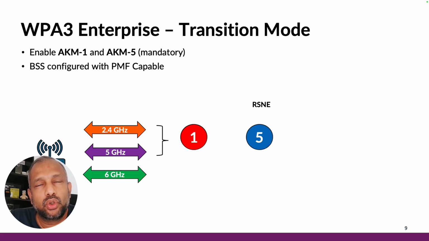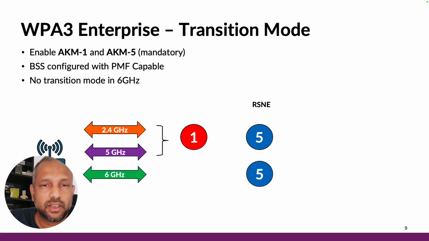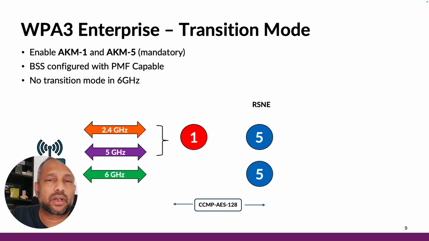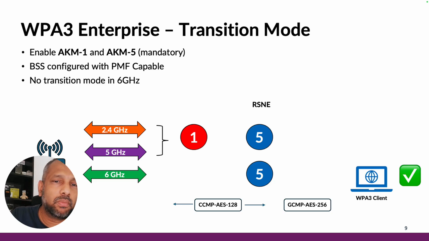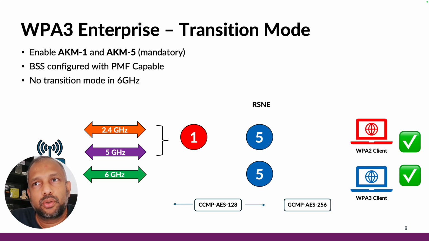So now your SSID needs to be configured with PMF capable. You cannot mandate it. Your legacy client will connect without PMF. Your WPA3 client will connect with PMF. So there is no transition mode in 6 GHz. Only AKM value 5 will be advertised in the 6 GHz band. Mostly your client will be using 128-bit encryption. But if you want higher encryption, GCMP 256, you can allow that in your SSID. So now in this particular scenario, your WPA3 client will connect with AKM 5. Your WPA2 client will fall back to AKM value 1.